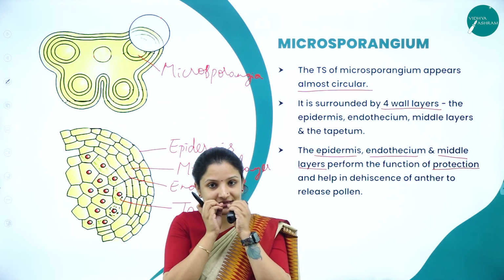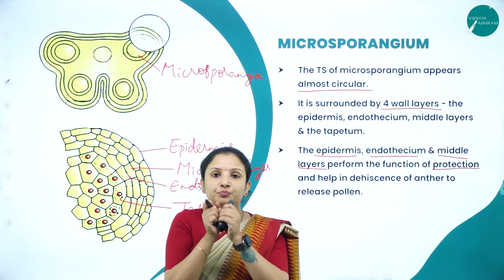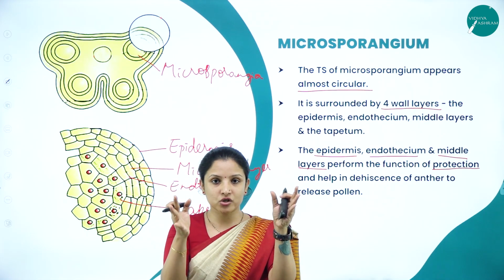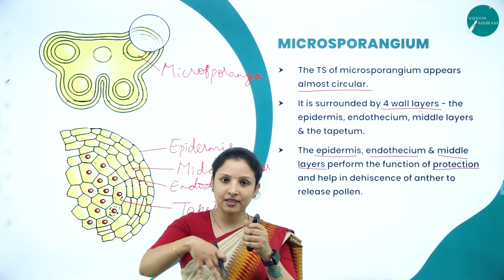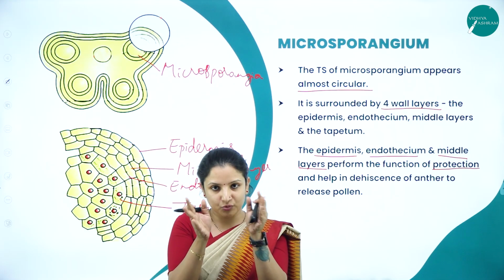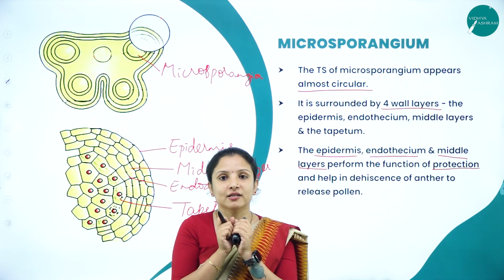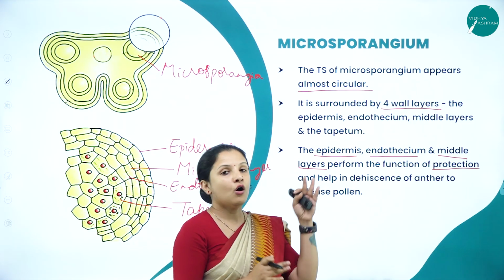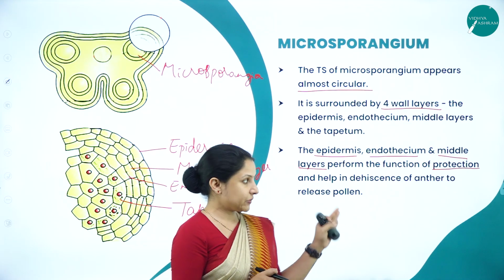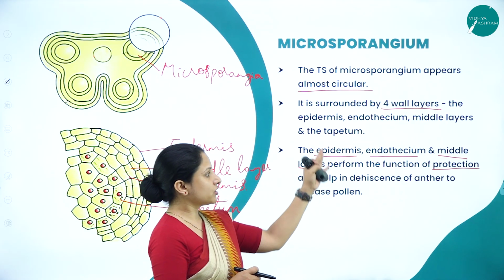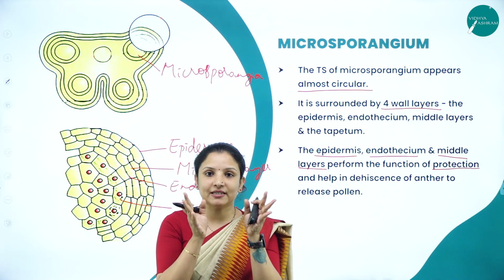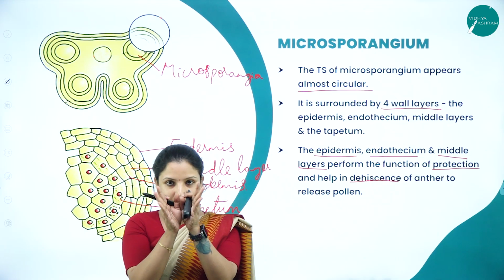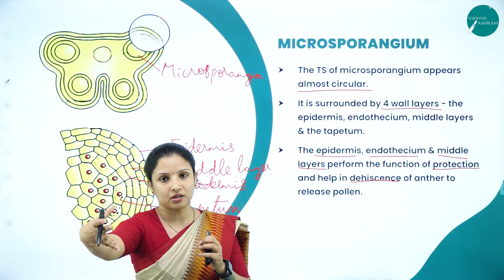Now, when the pollen grains are filled, they need to burst open and come out. Why should the anthers burst? Because the pollen grains are produced inside the anthers. So when the anthers have to burst, these wall layers need to burst open. Especially the epidermis, endothelium and middle layer help in dehiscence. The bursting of the anther is called dehiscence, wherein once the anther bursts, all the pollen grains just spurt out.